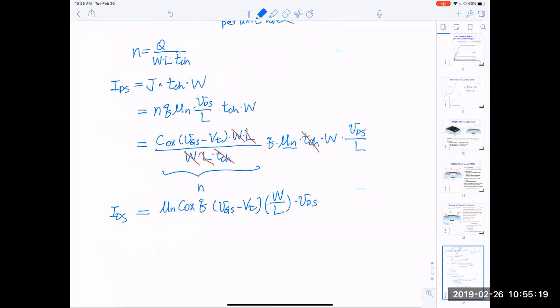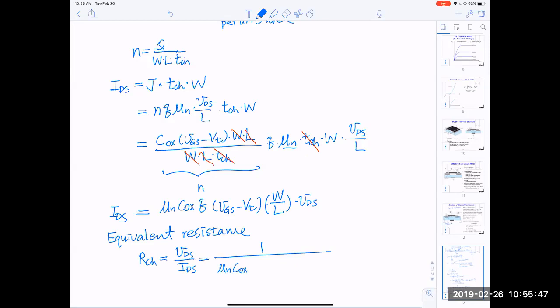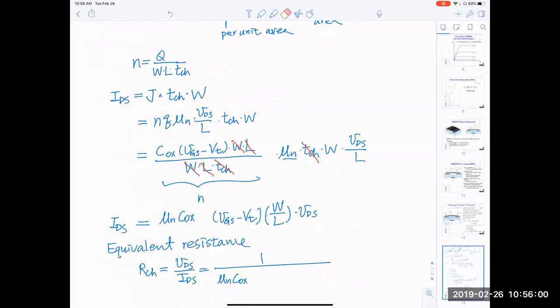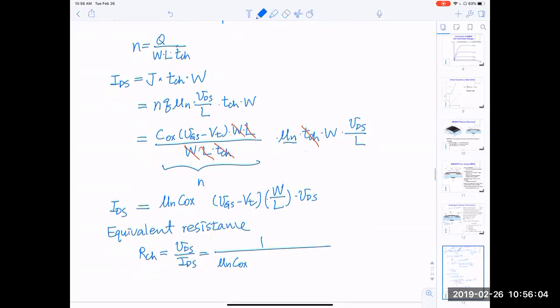Okay, so basically the equivalent resistance at this particular bias condition, if we call this R channel, is equal to VDS divided by IDS. So that's equal to 1 over mu N Cox. Actually, there's no Q, my apology. Q is already in capacitance, so no Q here, thank you. Indeed, it's already in Cox. And what else do we have left? We have VGS minus VT, and we have W over L.